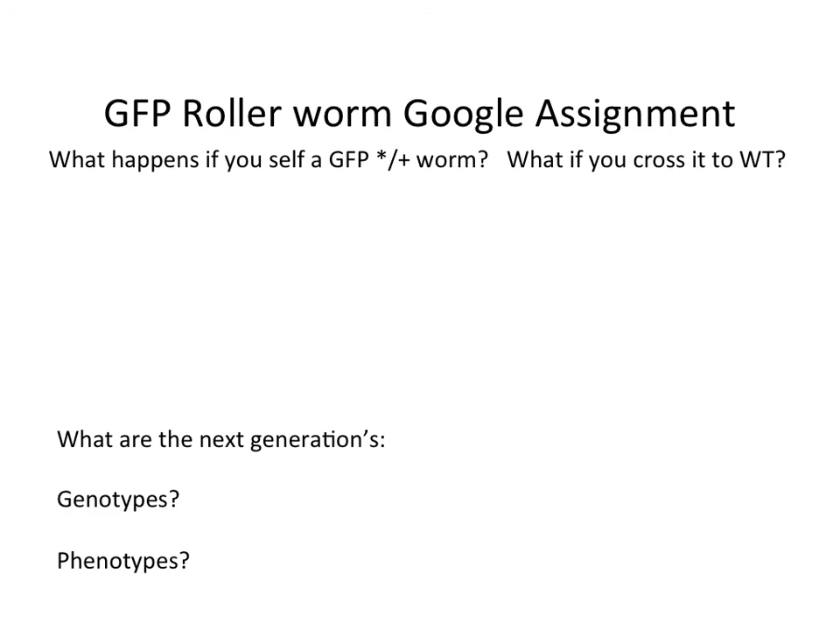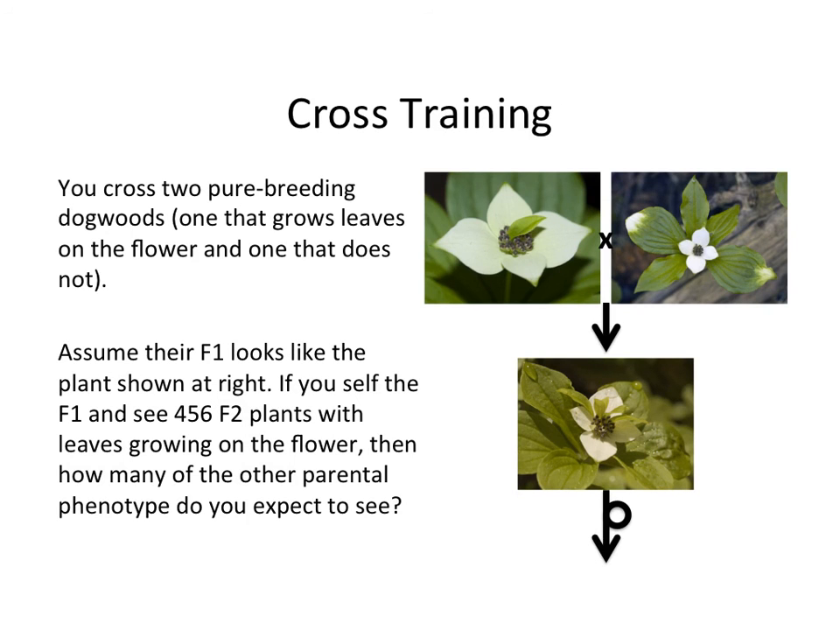Same with the next slide. What happens if you self a GFP asterisk over plus worm? What happens if you cross that individual to a wild type individual? Do that as practice, if you like. The third to last slide, slide 17, get more practice if you want. If you don't do it, it'll show up on the study guide for the next exam, so you might as well do it now.